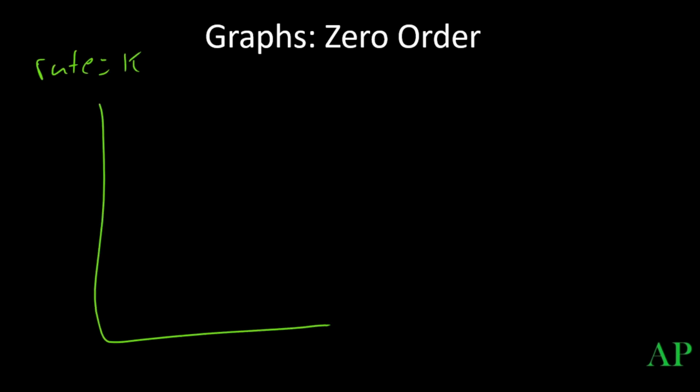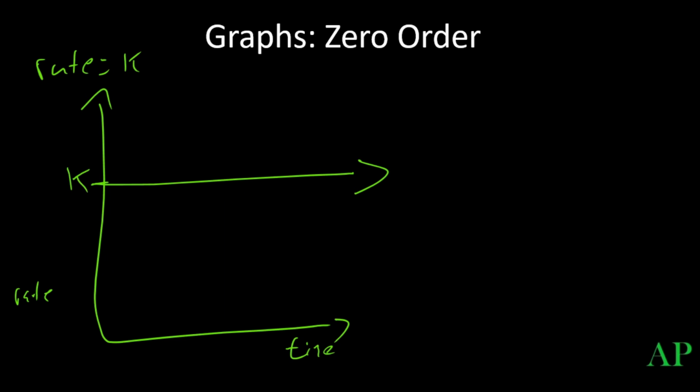So, what is a zero order reaction? A zero order reaction is the one characterized by the following, where your rate is just going to be equal to k. Here, if we were to graph rate on the y-axis and time on the x, we end up with a horizontal line. That horizontal line is just going to be k. Not much more to be said for zero order, so let's move on from that.